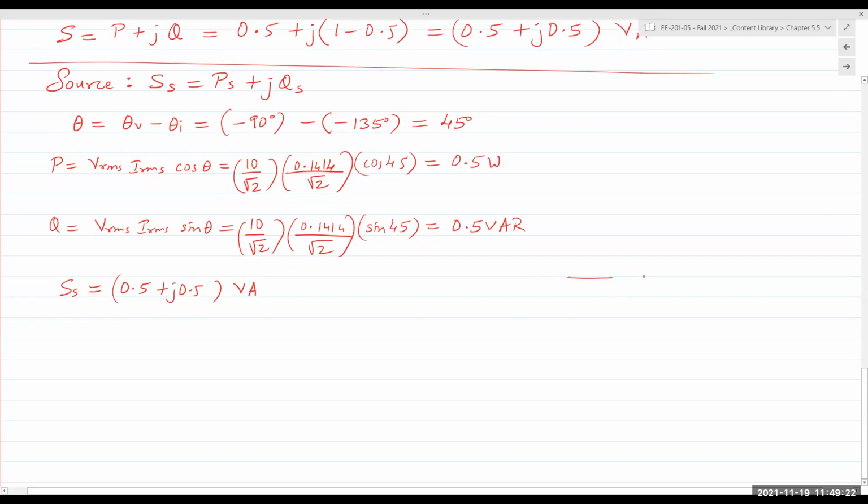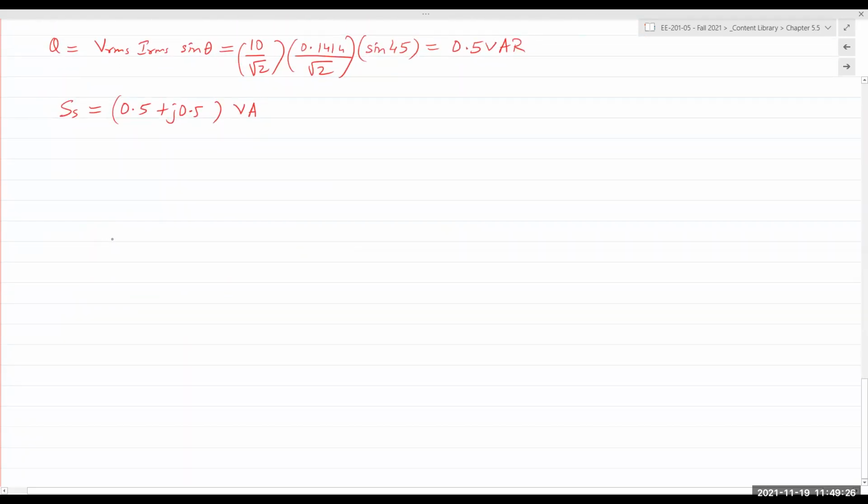actually, let's draw it down here. So if this is 0, 0, this is the real axis, P is right here, you got 0.5 watts. And you got 0.5 VAR. Both of them are the same length. This gives you the magnitude of S. This is the power angle theta, which is 45.